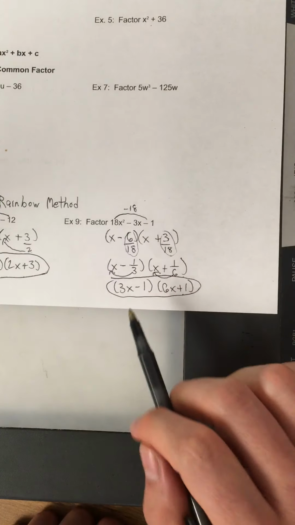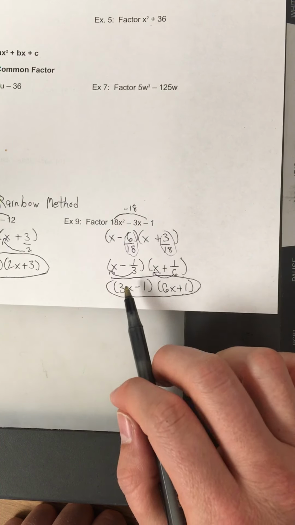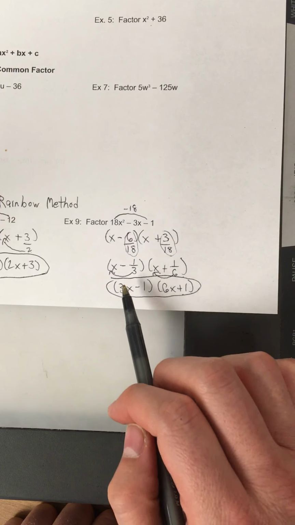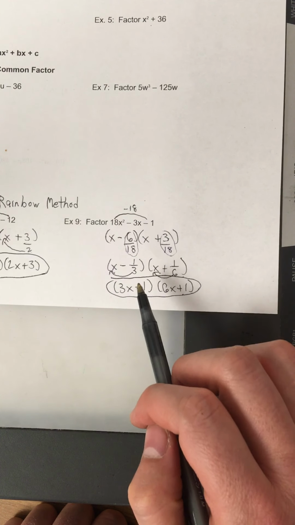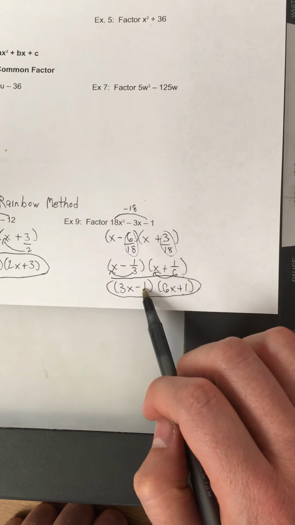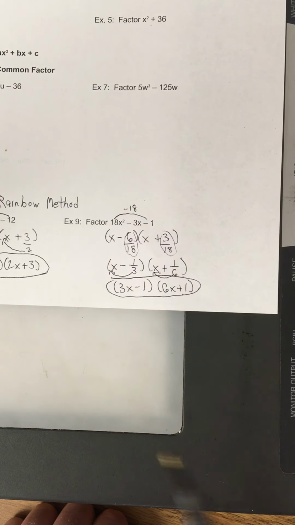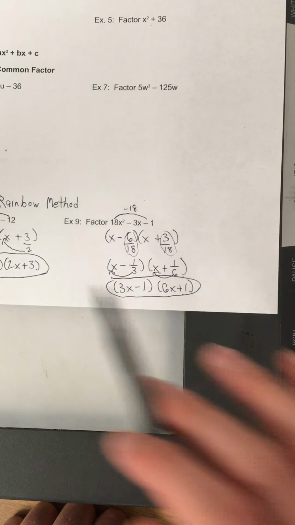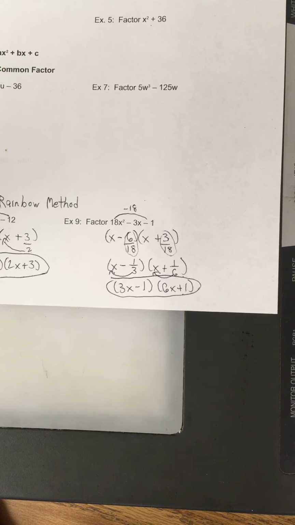If you go back and FOIL that, if you multiply each of these by each of these, 3x times 6x will give you 18x squared. 3x times 1 gives me 3x. Negative 1 times 6x gives me negative 6x. Those combine to give me negative 3x. And negative 1 times 1 gives me negative 1. So it works. All right, that's the only new thing in this video right here. It's just that rainbow method.